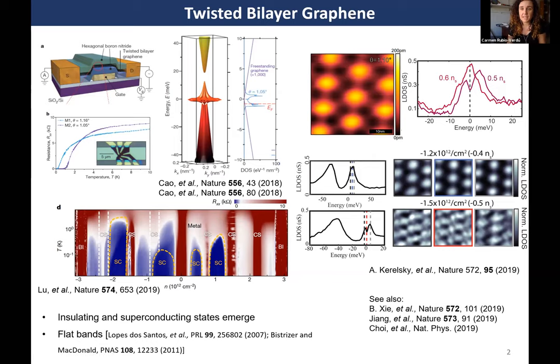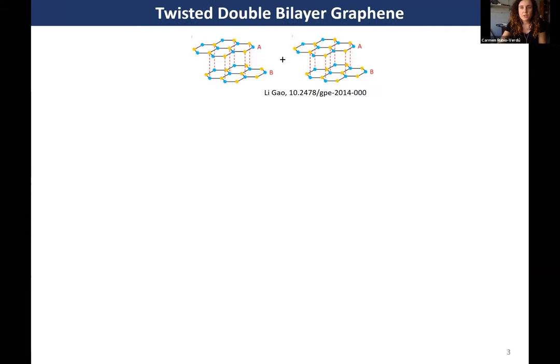In addition to that, what they observe is indications of broken rotational symmetry, as you can see in these conductance maps. The thing is, in the case of these samples, the moiré wasn't very uniform and the ridges were not very big. So the system that I would like to talk about today is twisted double bilayer graphene.